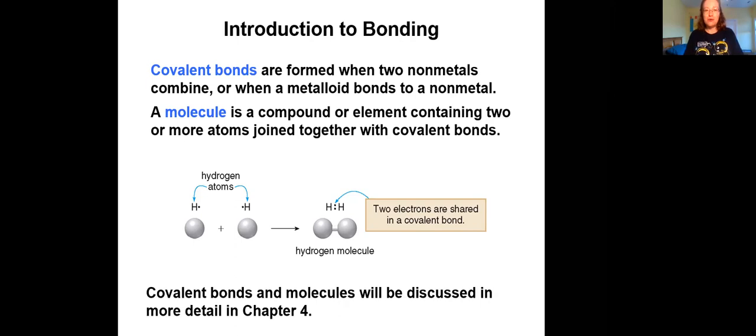We'll talk about them some more in chapter 4. You'll be asked to identify, based on the elements, whether they're making a covalent bond or an ionic bond. If they are nonmetals together or just metalloids and nonmetals, it'll be a covalent bond.